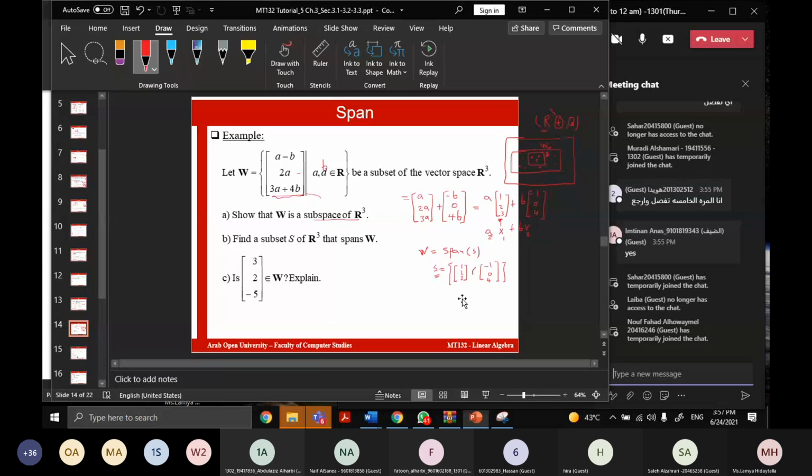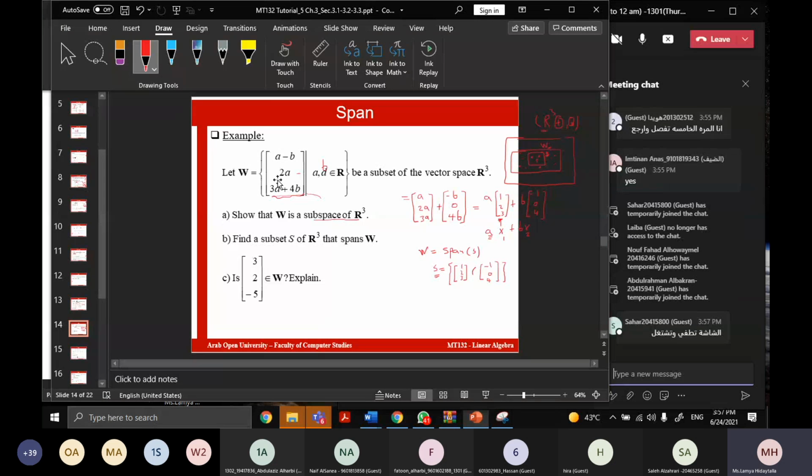Clear? Now, does this vector belong to W? Explain. How can I find out? It will belong to W if it looks like these elements there.